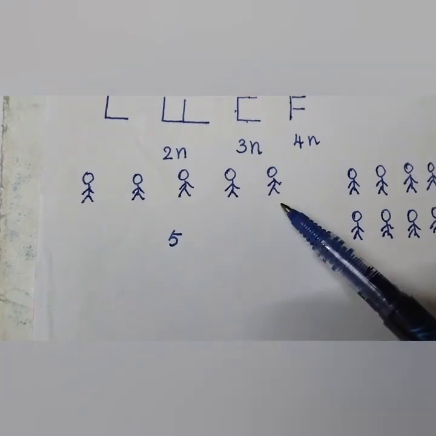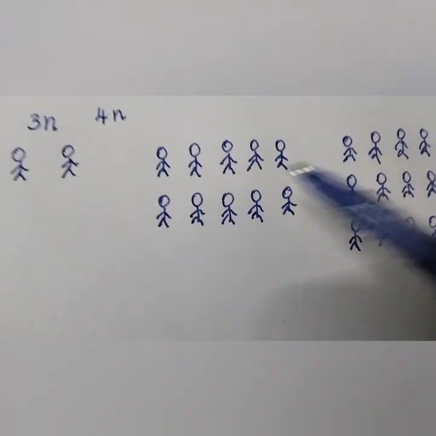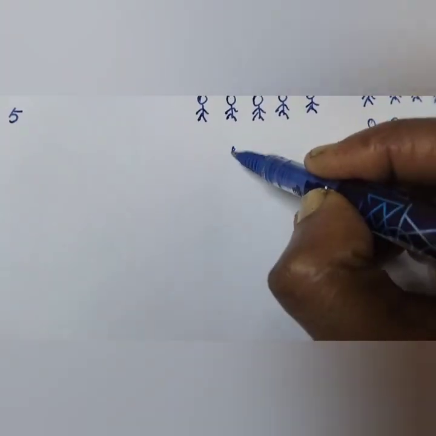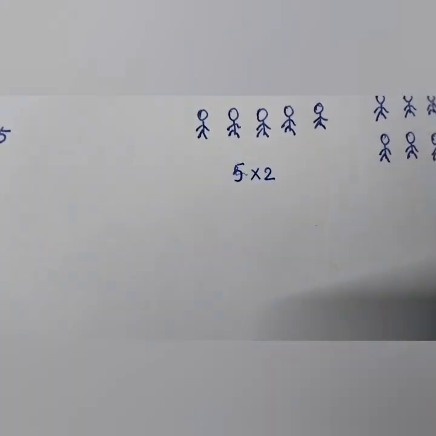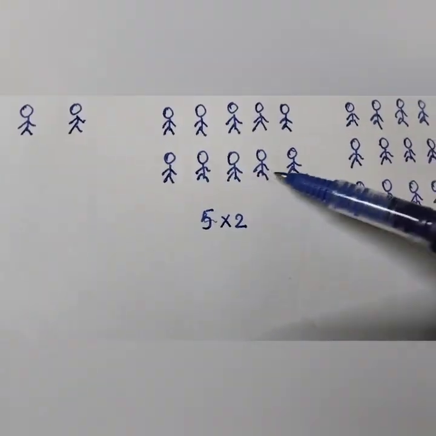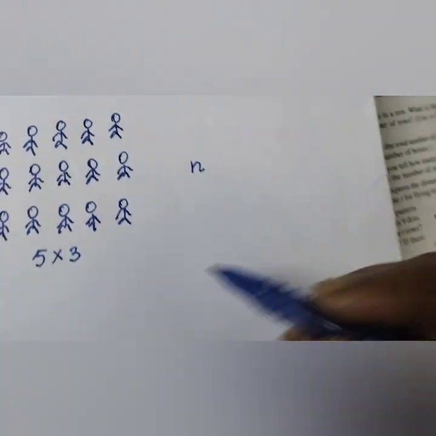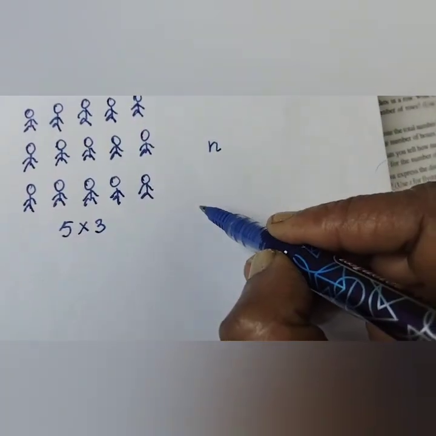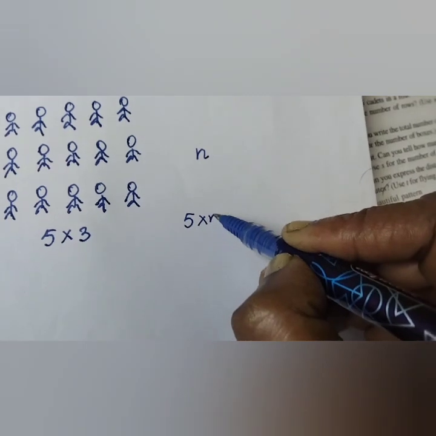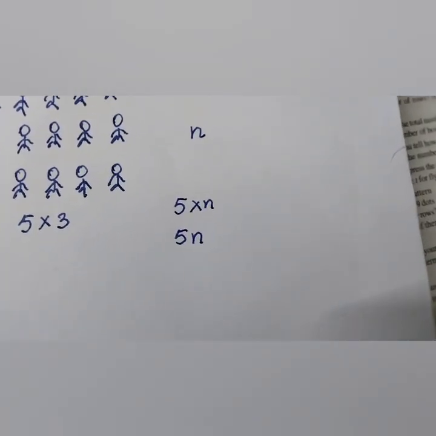So, in the first row, 5 cadets are marching. If the row is 2, we can easily say that it is 5 times 2. When the row increased, the cadets also increased by 5. If the row is 3, we can easily say that it is 5 times 3. If it is n number of rows, we can say 5 into n, that is 5n number of cadets.